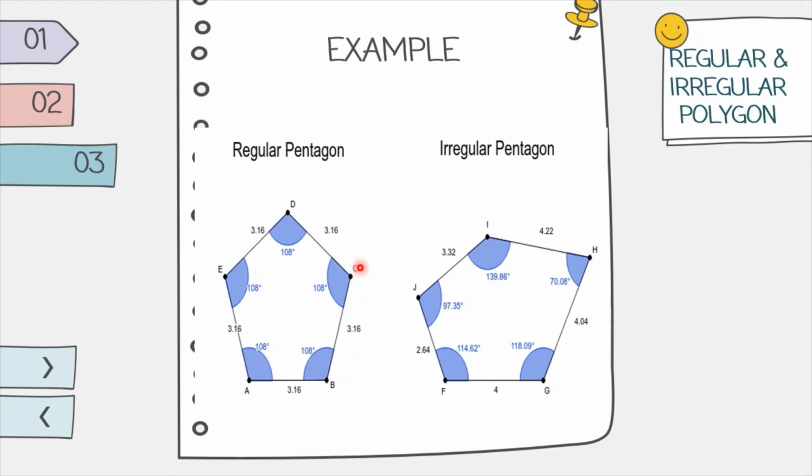So, makikita ninyo yung difference nilang dalawa. Yung angle nito ay congruent and then also the sides are congruent. But this one, this is also a pentagon but this is an irregular pentagon. Why? They have different measurements in angles and then also the length of the sides. So this is irregular and this is a regular pentagon.